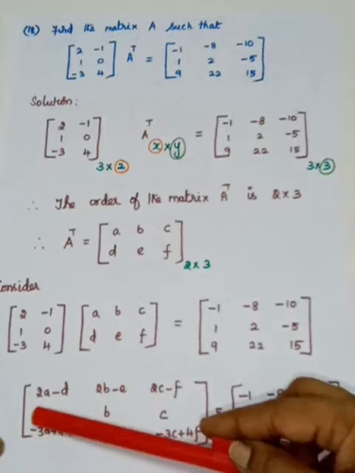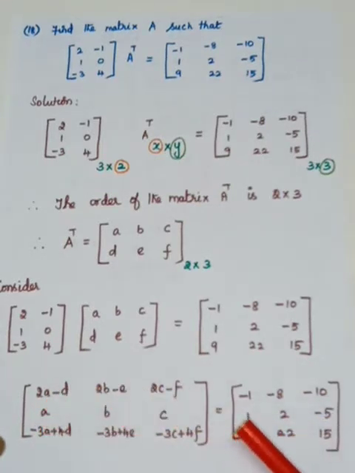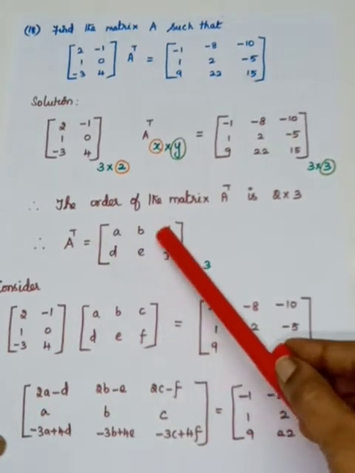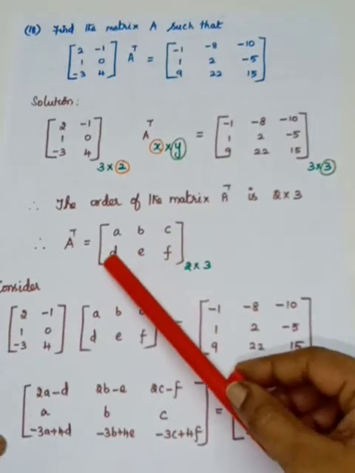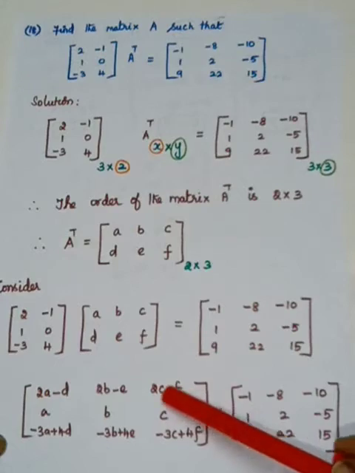First I will take the second row. In the place here you have A, and here you have 1. So from that I have found A is equal to 1. Next, B is equal to 2, and C is equal to minus 5. So I have found the values of A, B, C. Next what is needed? D, E, F. So I will go for the first row elements. I am going to equate.